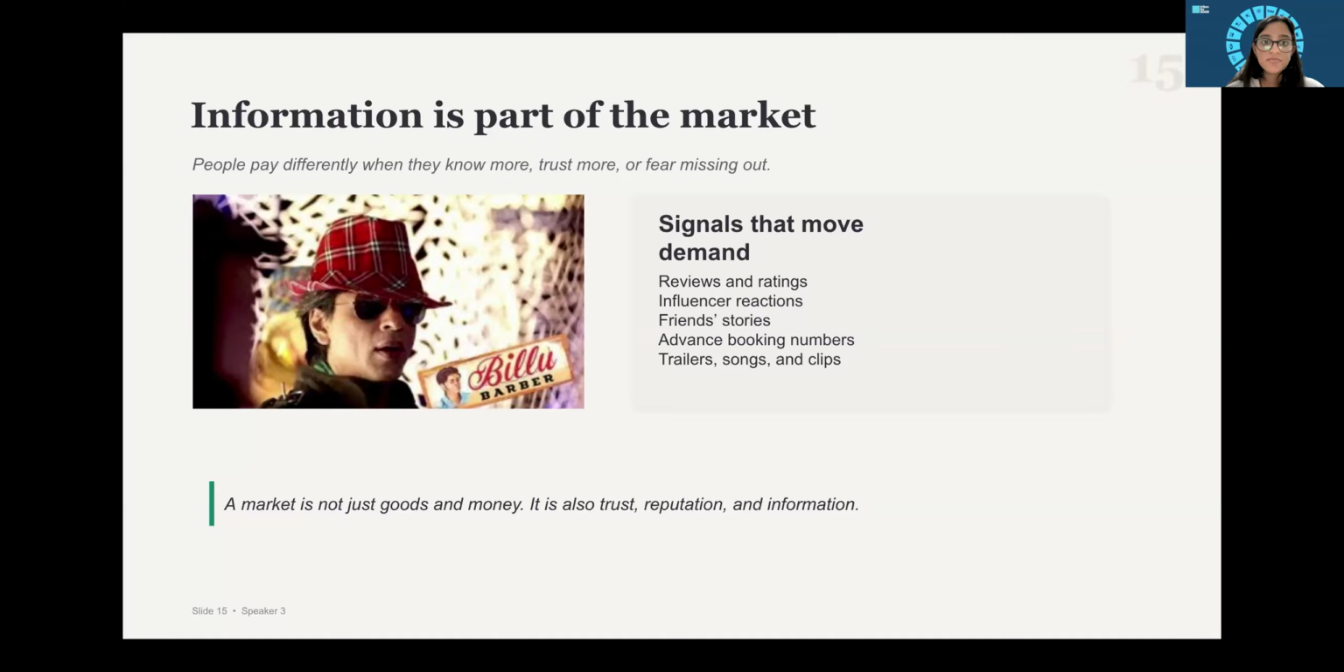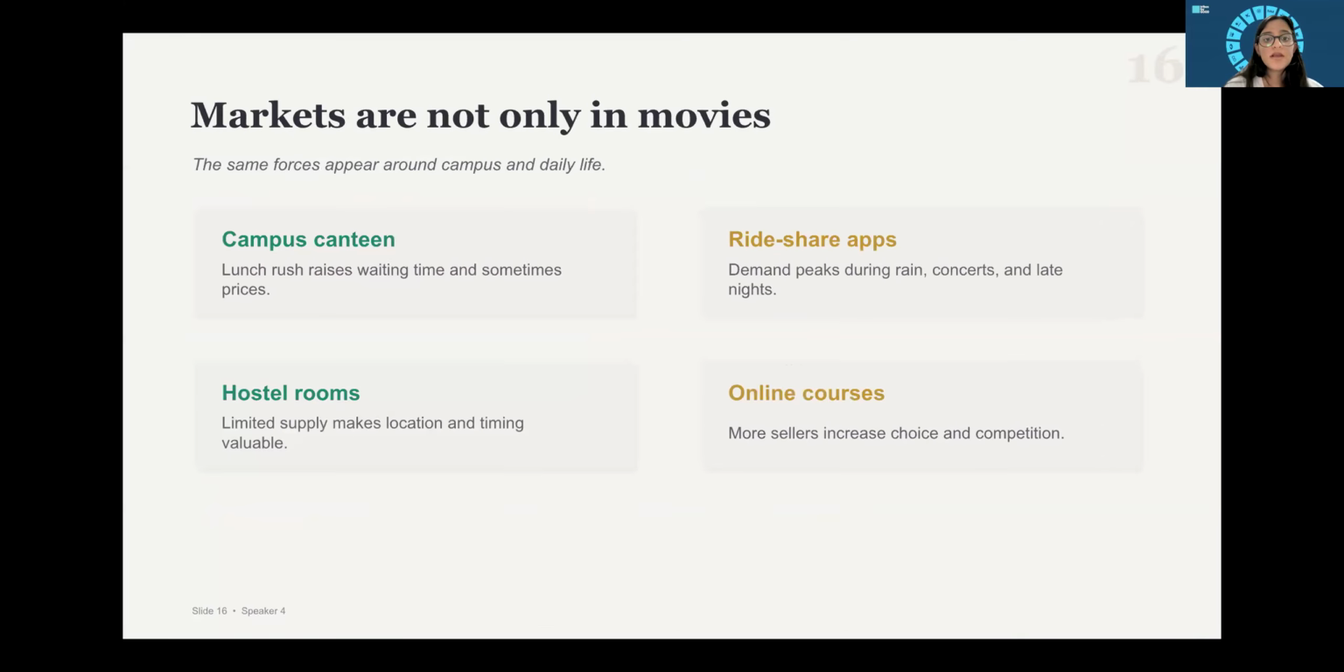believe other people know. You are not going to buy a good or a service, you're not going to buy something without knowing what it does. So it is very important for the brand to advertise what they are selling, especially since we're talking about Bollywood here. They should be giving the audience enough information they need to attract them and to hook them to watch their movies. A market is not just goods and money, it's also trust, reputation, and information.